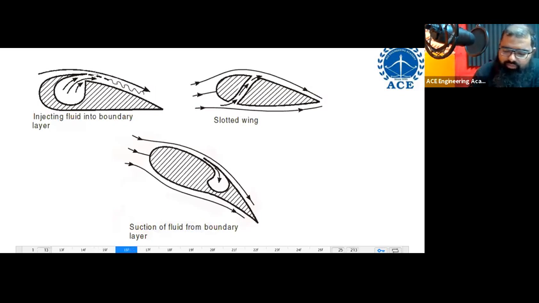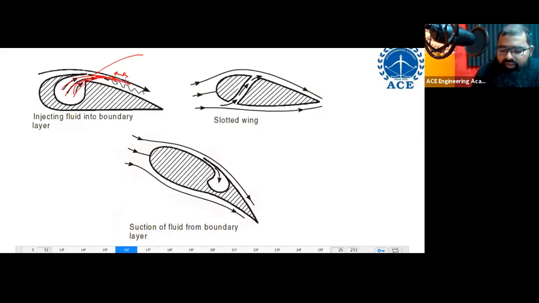You see, the fluid was trying to get separated over here. The boundary layer was getting separated over here. In this region, there was a reversal of flow taking place. But what you have done, you are injecting some fluid by using some mechanism, you are injecting the fluid over here. So what happens?